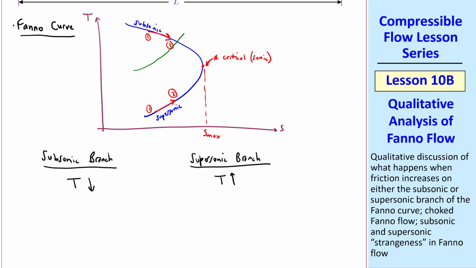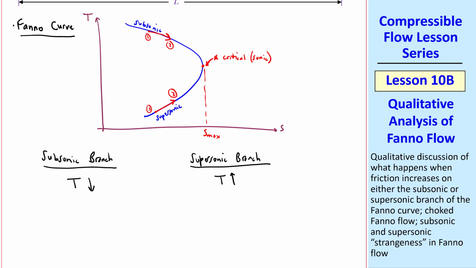Recall for Rayleigh flow, the curve looked more like this, and we had a strange region here where the temperature dropped. So temperature goes up in the subsonic region until it reaches a maximum and then drops. And I called this region the strange region or the strange zone because we're adding heat and temperature goes down.